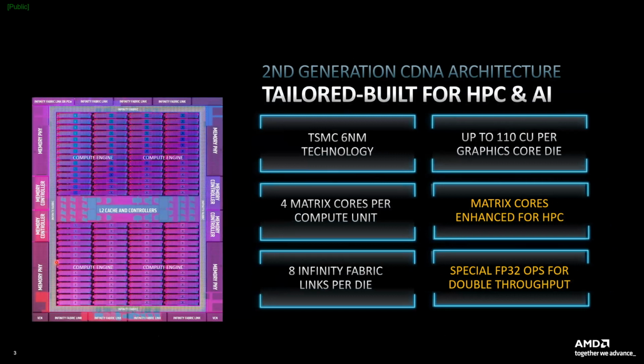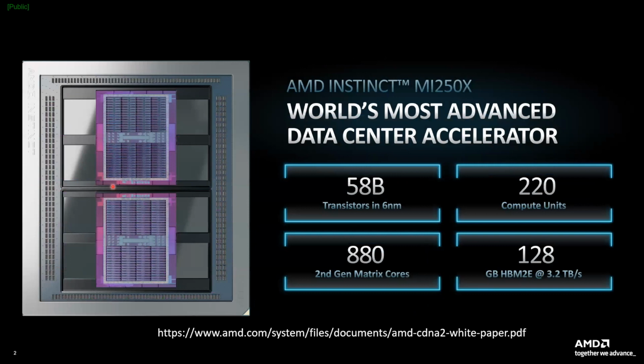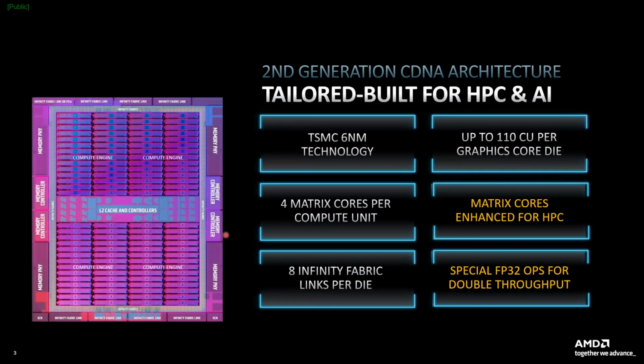And if I go inside, I go to the GCD. So we said now per GCD, we have 110 compute units, and we have 4 matrix cores per compute unit. We have 8 Infinity Fabric links per die, okay? It's on the edge, on top and down, okay? And you can see some memory controllers on the sides. You can see the L2 cache.